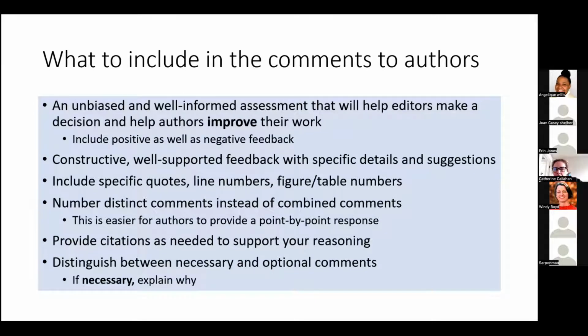It's helpful to the authors to include specific quotes, line numbers, as well as figure and table numbers. You should also number distinct comments instead of including combined summary comments, which will make it easier for the authors to provide a point-by-point response, as well as make it easier on yourself when you're reviewing a revised version of the manuscript. And you should provide citations as needed, as well as distinguish between necessary and optional comments.